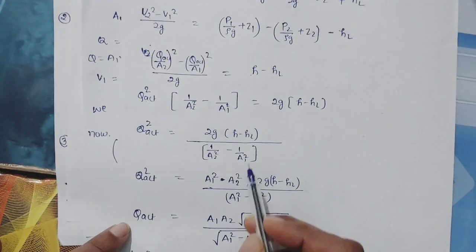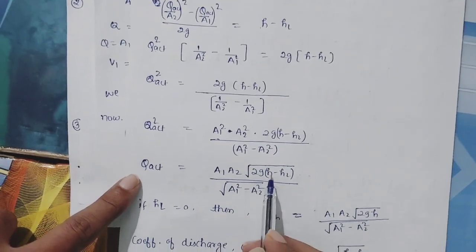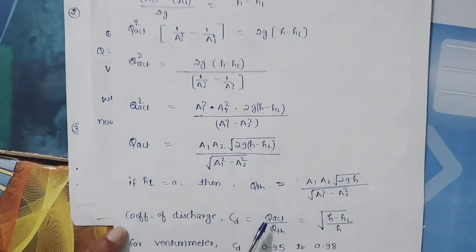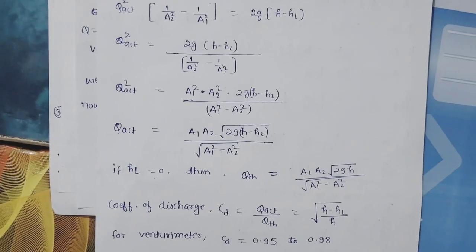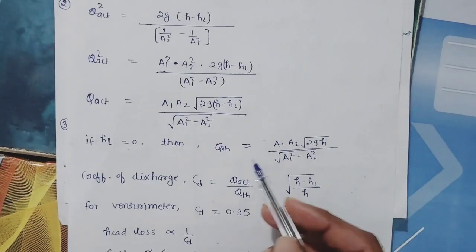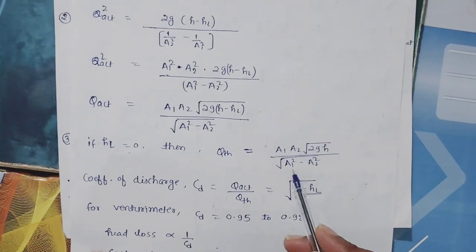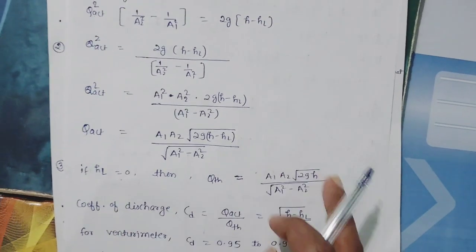So after solving, Q actual equal to A1 A2 into root of 2g (H minus HL) upon root of A1 square minus A2 square. So when HL is 0, meaning there are no losses, then the discharge will be the theoretical discharge. So Q theoretical will be A1 A2 into root 2gH upon root of A1 square minus A2 square. This is the theoretical discharge.